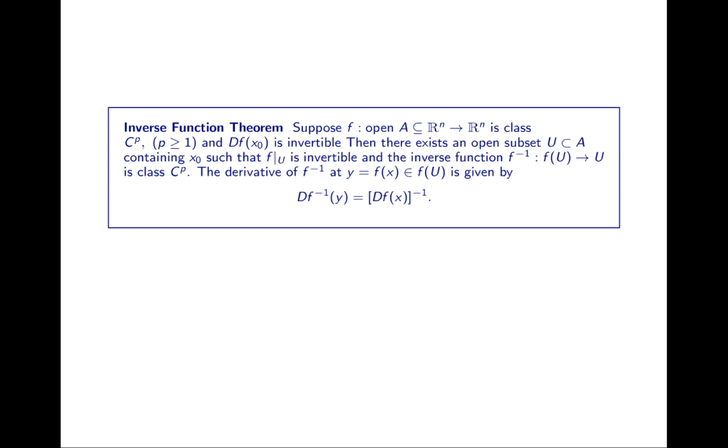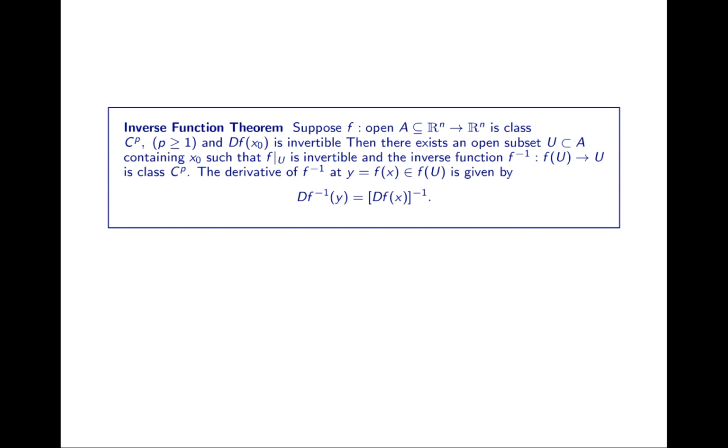So here we have the inverse function theorem in multidimensional space. Suppose f maps an open set in Rn to Rn and is of class Cp. In other words, it's p times continuously differentiable. And remember that the derivative at x naught is a matrix. So that matrix is invertible.